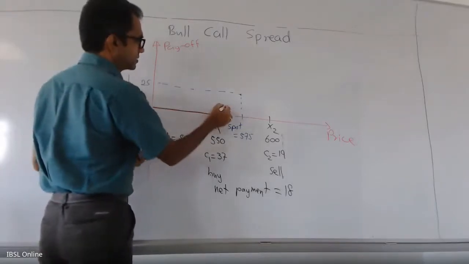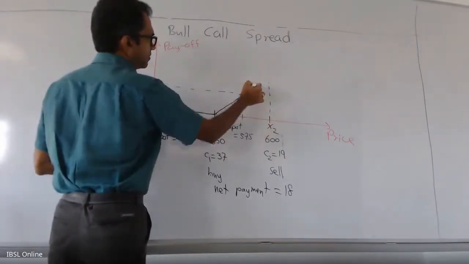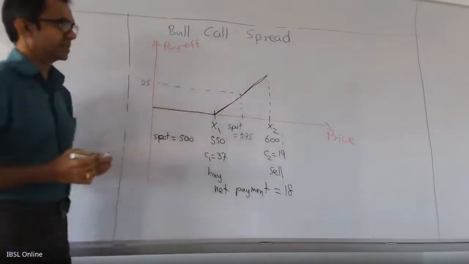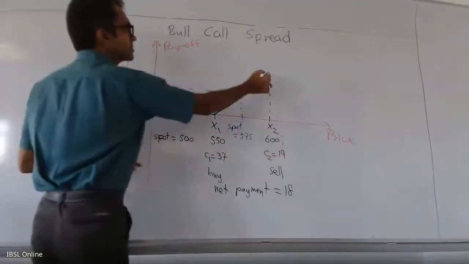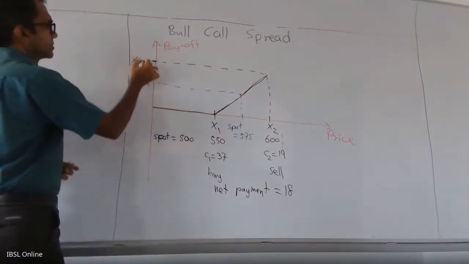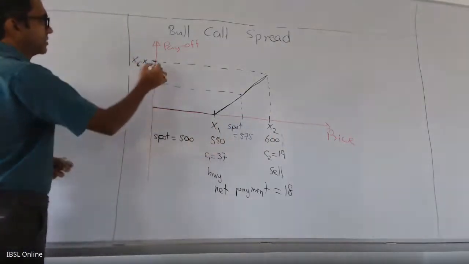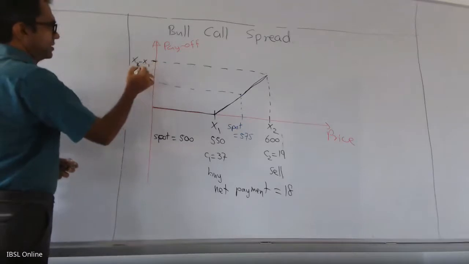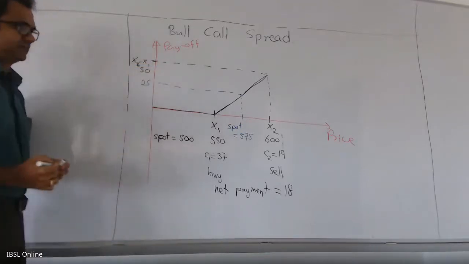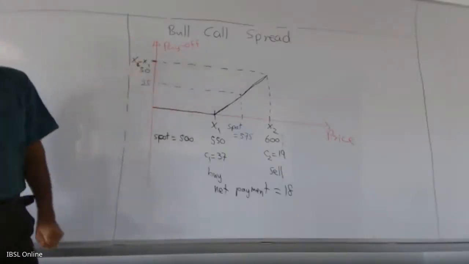It should be a straight line like this, going up. The maximum is X2 minus X1. That means this should be 50: 600 minus 550. This should be 50.